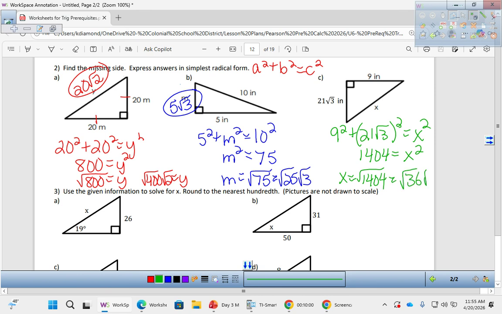36 and 39. So this is 6 root 30. This whole section, if you have 2 of the 3 legs of a triangle, then that means that you can use the Pythagorean theorem.